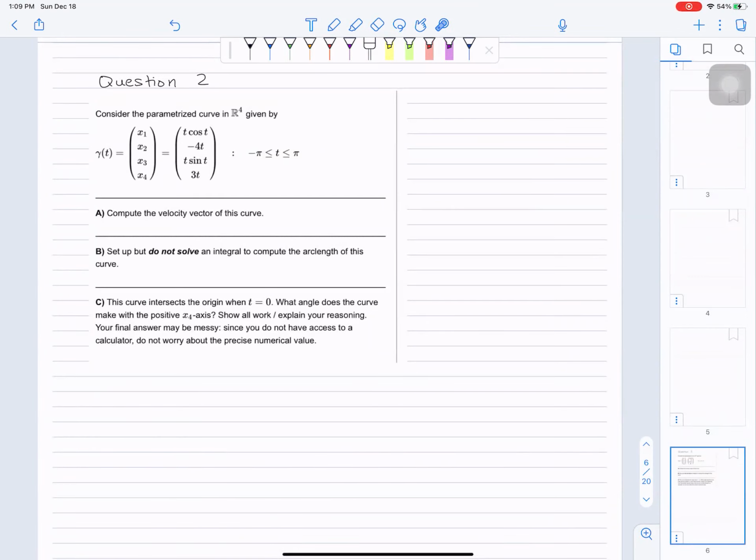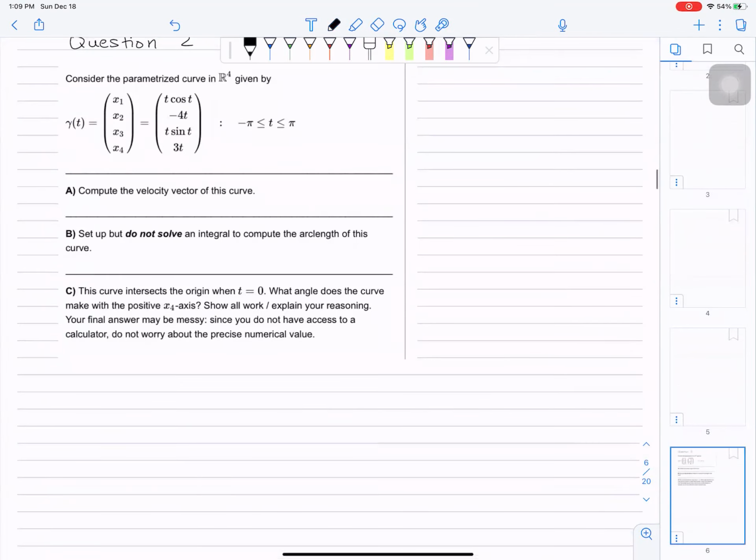Consider the parameterized curve. Part A, compute the velocity vector. So to compute the velocity vector, I take the derivatives component-wise. Right, so I look at my first term, which is t cosine t. The derivative with respect to t, I use product rule. So first term times the derivative of the second term, plus second term times derivative of first term. Derivative of negative 4t is negative 4. We have t cosine t plus sine t, and then 3.